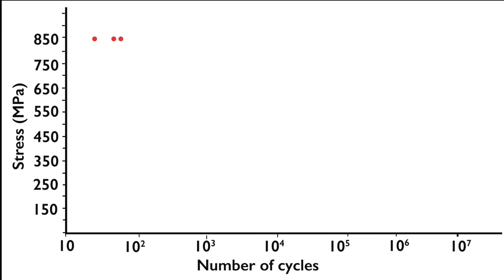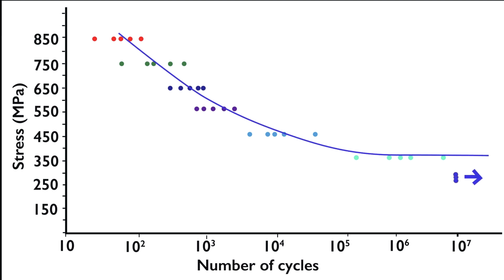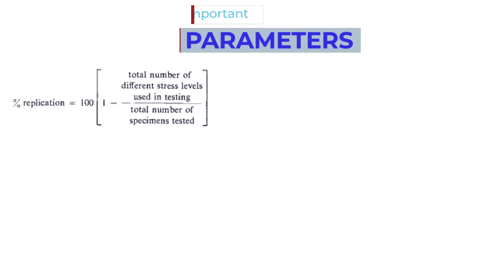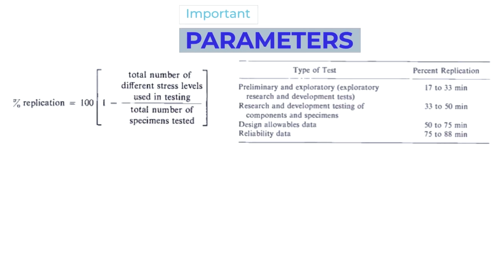Now here's the key part. You need to test multiple specimens at each stress level, usually around 5 to 10 samples, for the results to be statistically significant. The more samples tested, the more precise the S-N curve. Here are some important statistical parameters and the recommended number of samples for the generation of S-N curves.